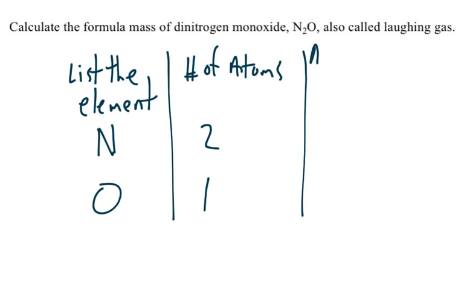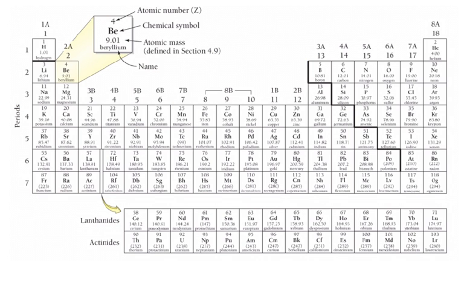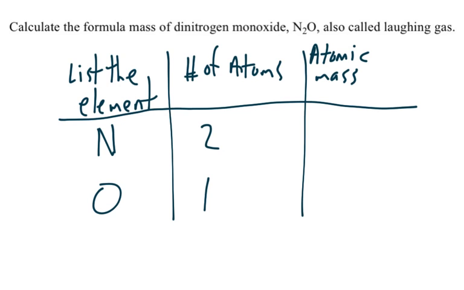And then we're going to find the atomic mass from the periodic table. Again, we're going to round that to 2 decimals deep. So let's take a look at the periodic table. You can see nitrogen is 14.01. Oxygen rounds to 16 even. So those are going to be our 2 atomic masses. Let's go back and put 14.01 here for the nitrogen, and then oxygen is 16.